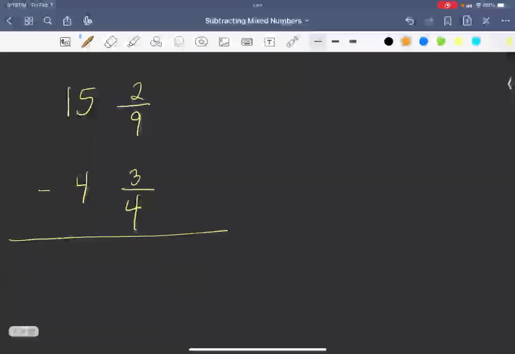Let's do another one. We have 15 and 2 over 9 and 4 and 3 over 4. So, first thing I have to do, I have to find the least common multiple between what two numbers? 4 and 9. So 4 and 9. When I write out all the multiples, it's going to be 36.